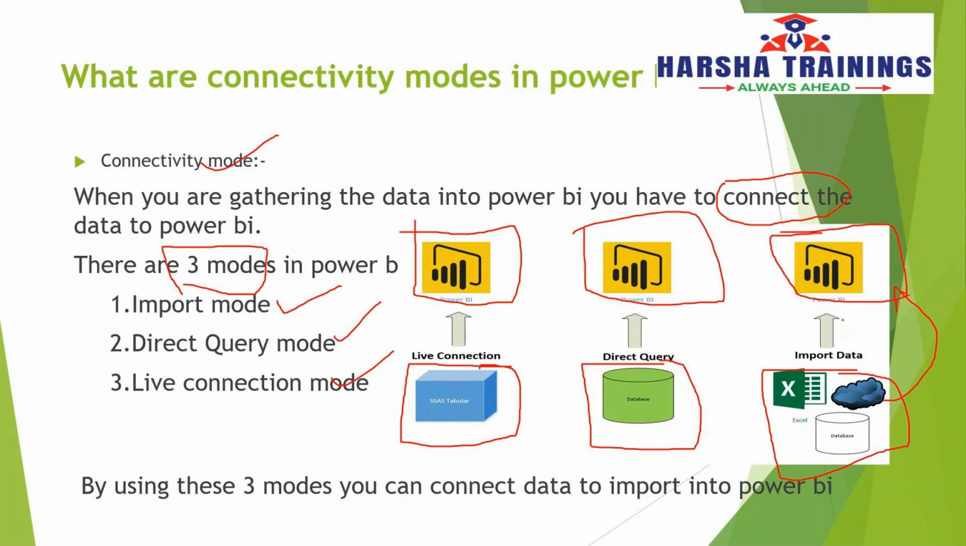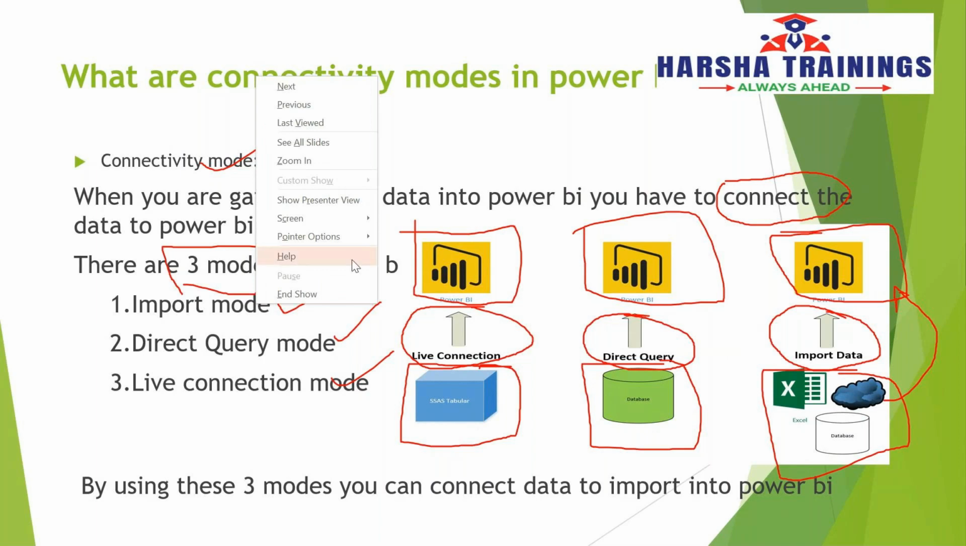I should have one data connectivity mode. So what data connectivities are there? We have the data connectivity modes, which are import mode, direct query mode, and then live connection mode. Okay, that is exactly what I'm trying to say.